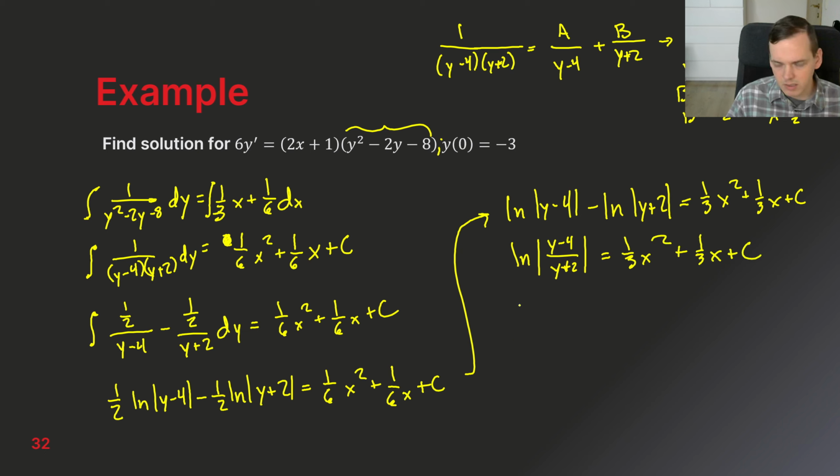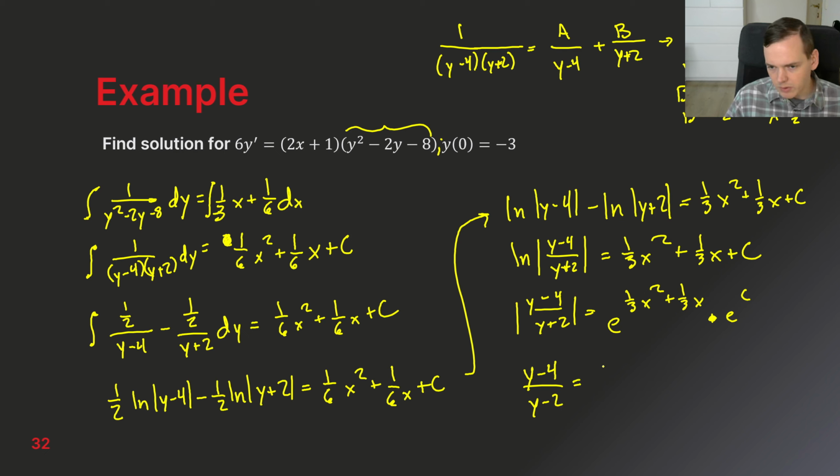Raise both sides to the e power. y minus 4 over y plus 2 equals e to the x squared plus x plus c, which is e to the x squared plus x times e to the c. So y minus 4 over y plus 2 is equal to c e to the x squared plus x. And at this point, this doesn't simplify any better algebraically, so we'll leave it here.